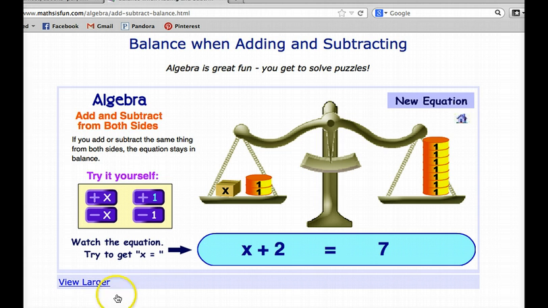So this is a little web page that I found. It's at mathisfun.com. It is balance when adding and subtracting. So here we have a very old balance that they used to use to see how much things weighed. And notice that it's level. This means that both sides of our equation, x plus 2, and over here 7, that means it's level. They're equal. Now, what they want us to do is try to get x equals on this side. So we want to try and get this side of our equation or this side of our balance to just have one x on it.